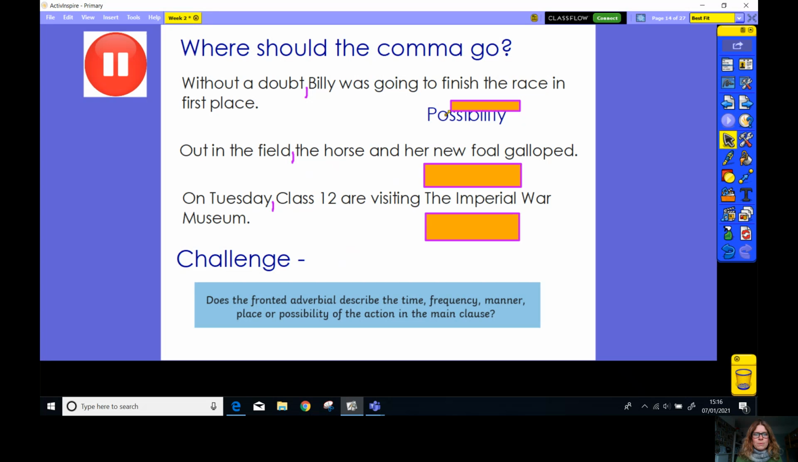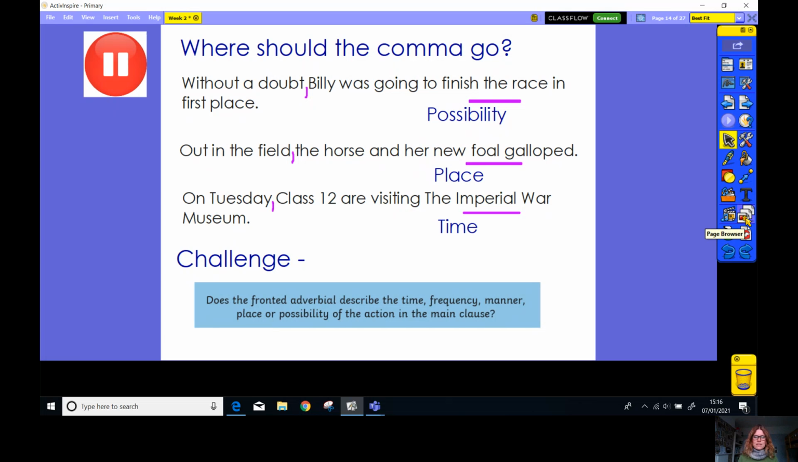It is a fronted adverbial which measures the possibility of something happening. This next one measures the place, or tells us where it happened, out in the field. And this one here tells us the time when something happened, on Tuesday. So today we're going to write using fronted adverbials.